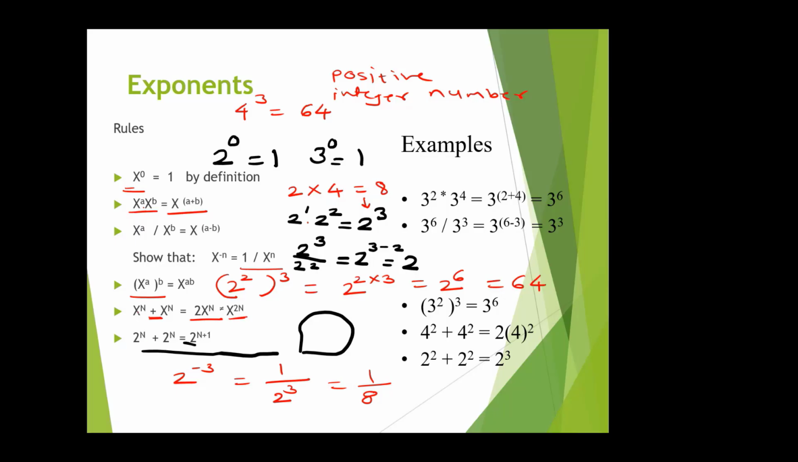Another thing is if we replace the x by 2 raised to n plus 2 raised to n. That is nothing but twice 2 raised to n, which is 2 raised to n plus 1. So very simple formula, also very simple rules regarding exponent.